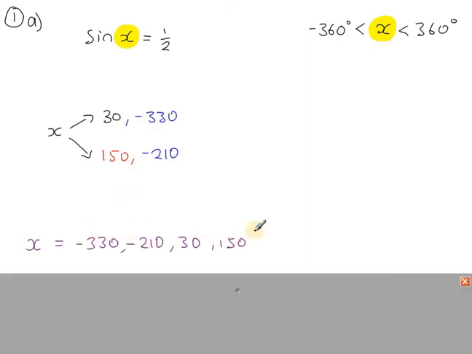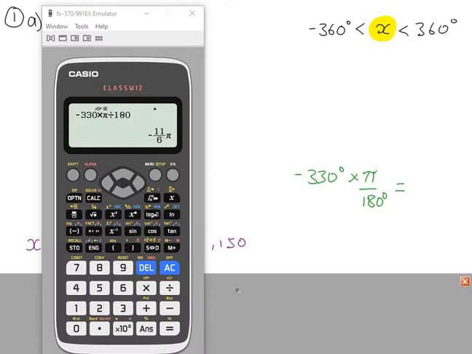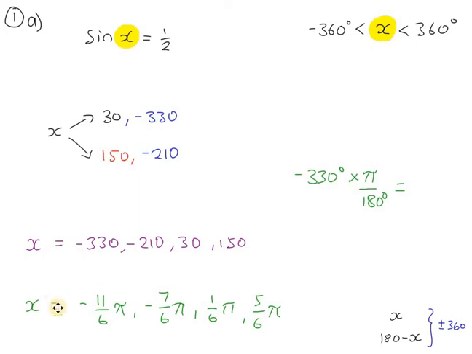So these are the angles in degrees, and we can take any one of these and convert to radians. So minus 330 degrees times pi over 180 will give minus 11 over 6 pi. This is the exact angle in radians. This is a rounded angle in radians. So these are the angles in radians. Now in part B we're going to put the calculator into radians mode and do everything in radians from start to end.